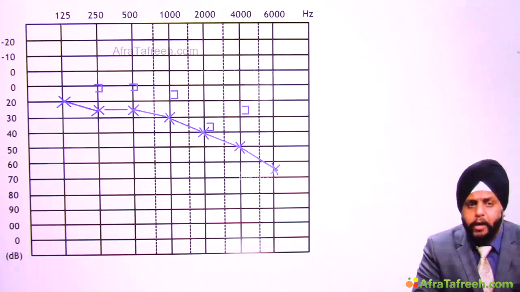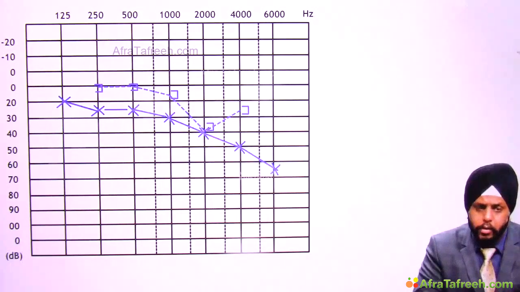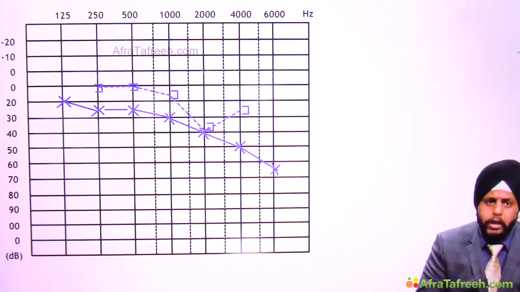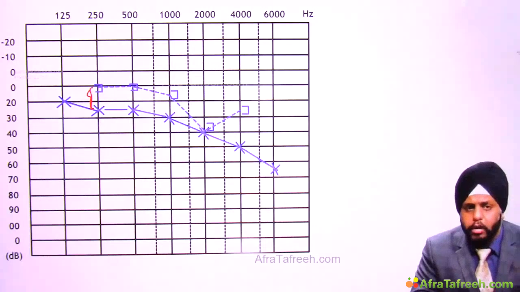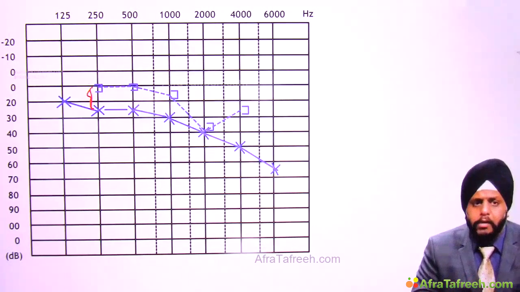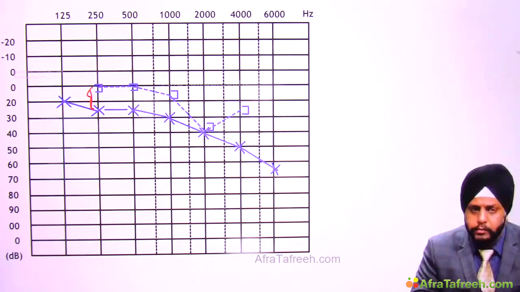Now, once again for the left side, I will join the bone conduction. So I'm joining the bone conduction. Once again, what do you see? You see that there is some AB gap. Okay, so we are not sure. Oh no, there is a very small AB gap. So we are not sure the patient is actually complaining of conductive hearing loss or not. But there is some AB gap.